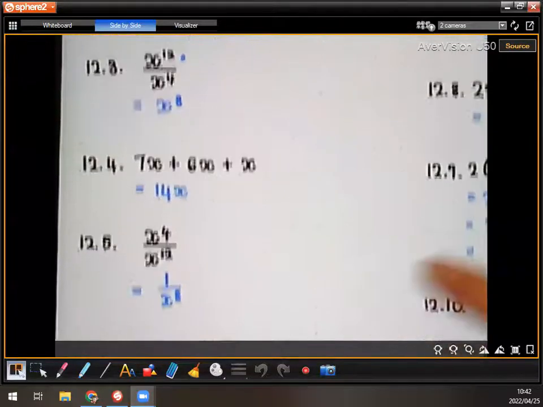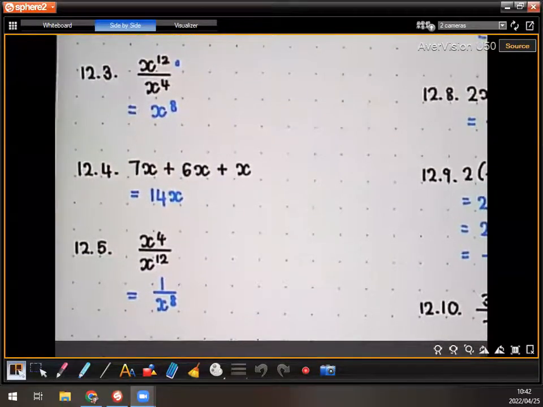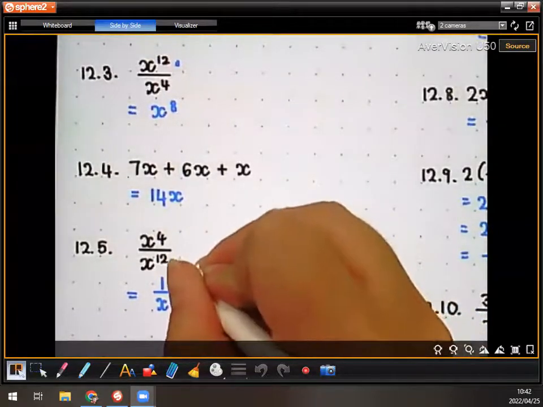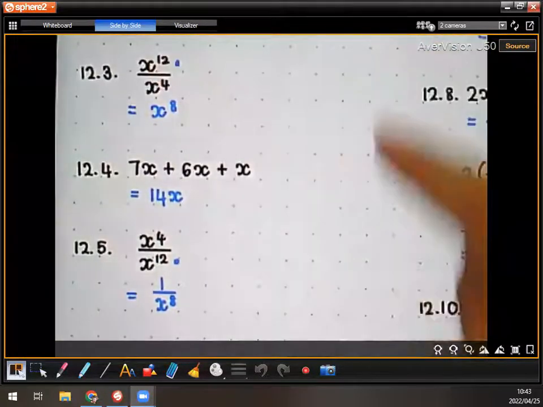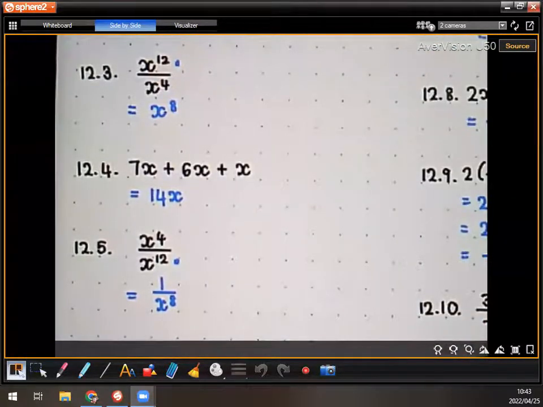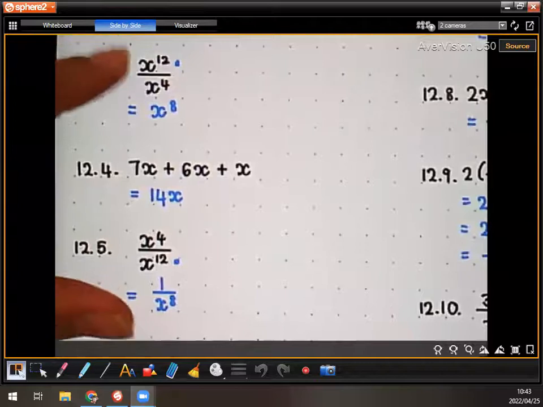Okay, 12.5 was similar to 12.3, but now where do I have more x's in this 12.5? At the bottom, right? So that's the difference between 12.3 and 12.5. So when I cancel out the 4 x's at the top with 4 of the 12 x's at the bottom, I'm going to be left with 8 x's at the bottom. And then what is left at the top then if I've canceled everything out? A 1. Okay, so this is an important one, guys, especially the difference between these 2.